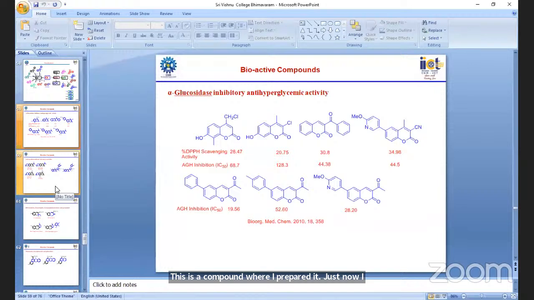What is a bioactive compound? The compounds we made, the coumarin compounds, through chemical transformation reactions, have shown DPPH activity and alpha glucosidase inhibitor activity. That means anti-diabetic activity. The coumarin compounds, whatever we prepared earlier, have shown this.